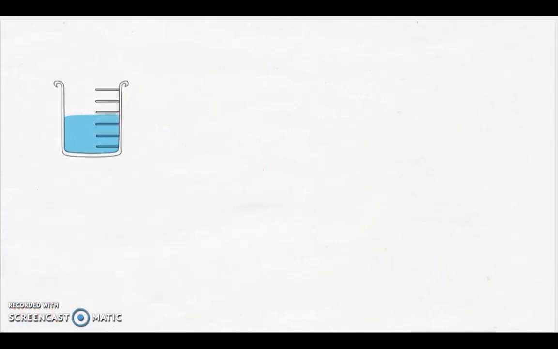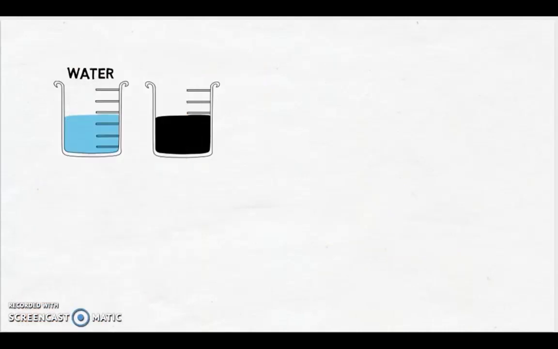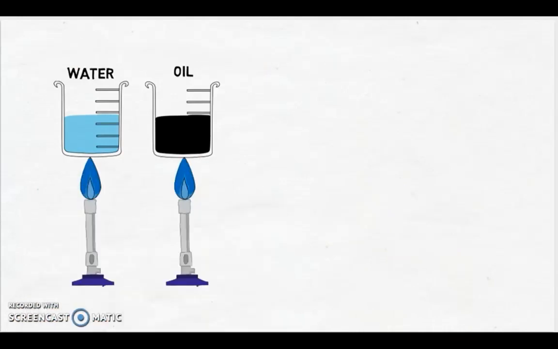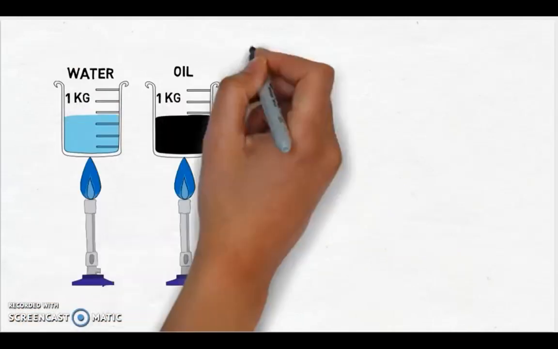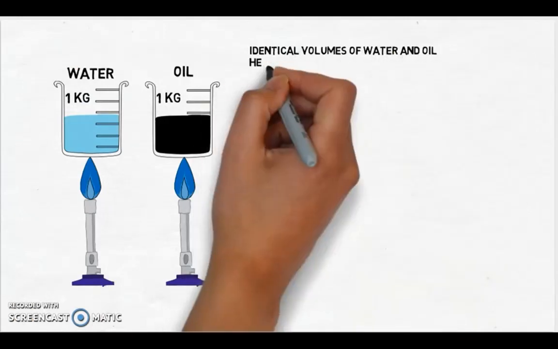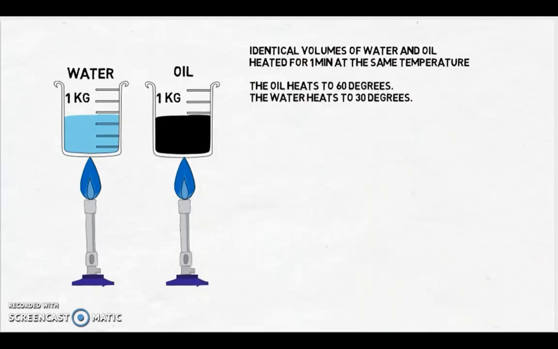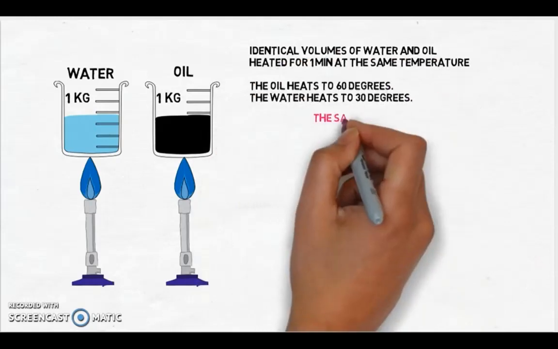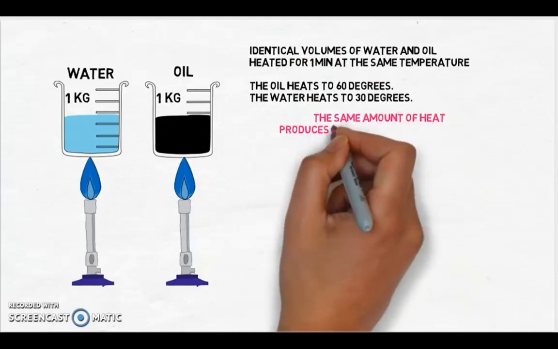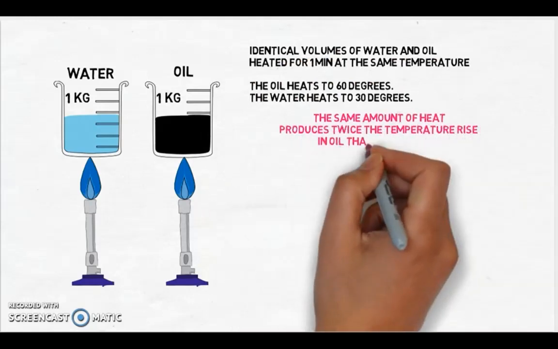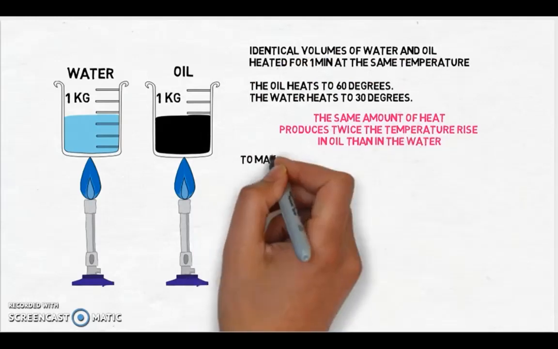If we have two beakers and we put the same amount of water in one as oil in the other, let's say 1 kilogram of each, water and oil, and we heat both of them for the same amount of time at the same temperature, what we would actually find in this experiment is that even though we've got identical amounts of water and oil, and they're both heated for the same amount of time, so for 1 minute, the oil will actually heat up to 60 degrees while the water will only heat to 30. So the same amount of heat produces twice the temperature rise in oil than it does in the water.